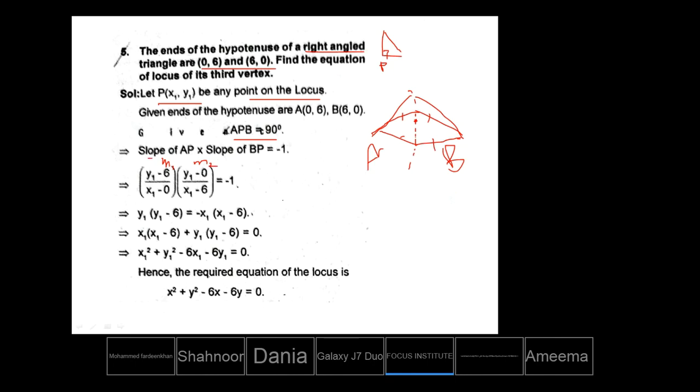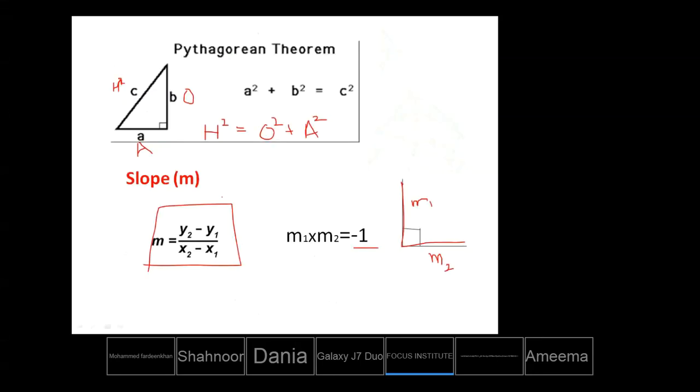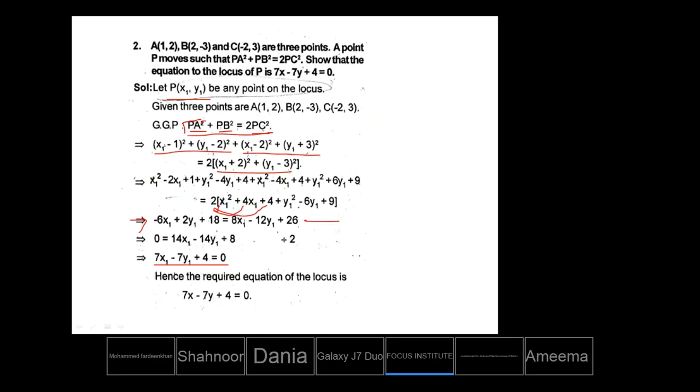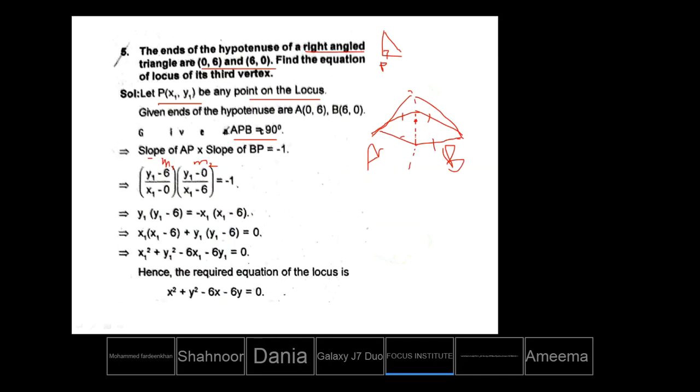This is your formula. Then what is slope? m is equal to (y2 minus y1) by (x2 minus x1). Clear? And what is the product of slopes? If two lines are perpendicular, it is minus 1. Now, what will be the slope of PA? PA will be (y2 minus y1) by (x2 minus x1).